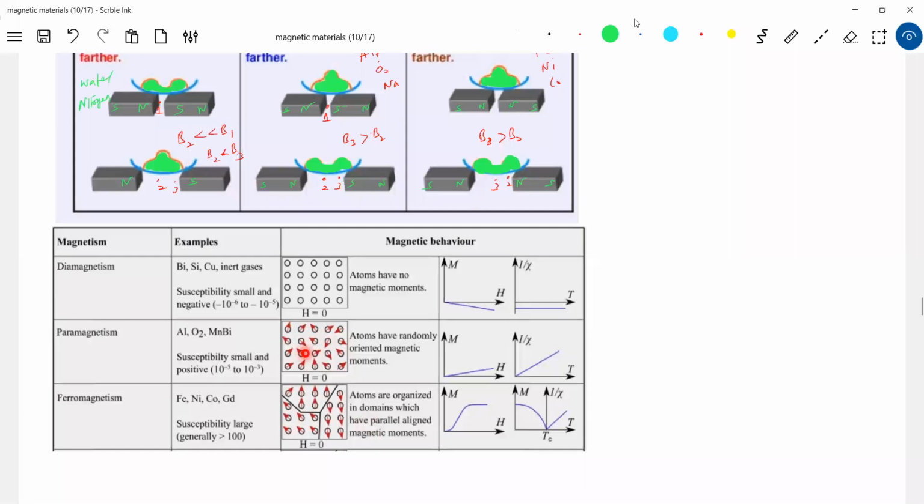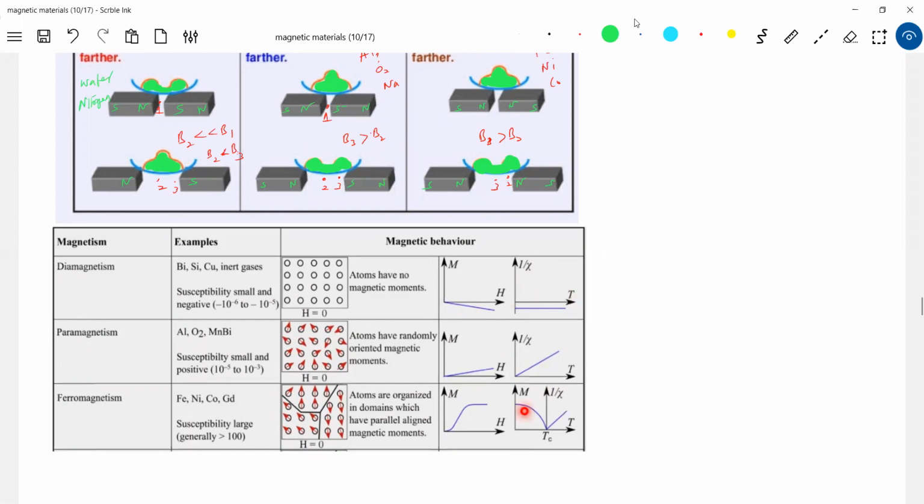When you introduce it in an external magnetic field, a magnetism will be induced and it will be very small. So these are the curves. Why this negative sign? Because the induced magnetic field will be opposite, so that negative sign is put here. As you increase temperature, magnetization will not change. For 1 by chi versus T, I think it will be a straight line.